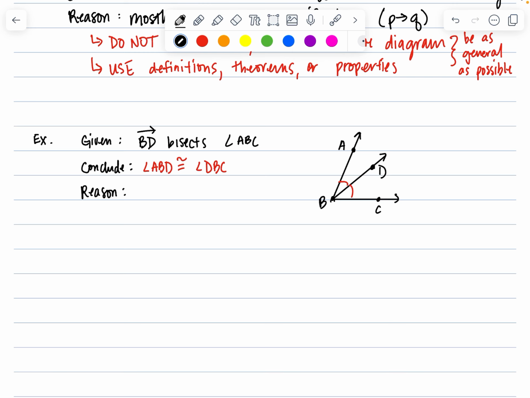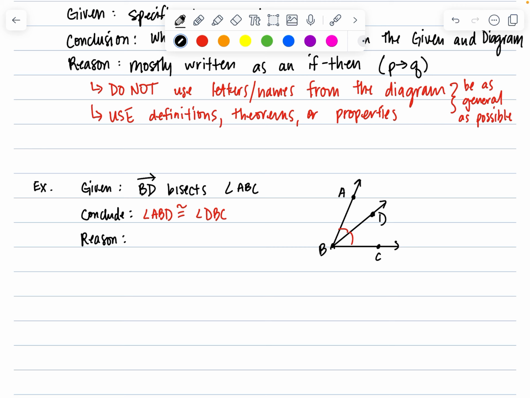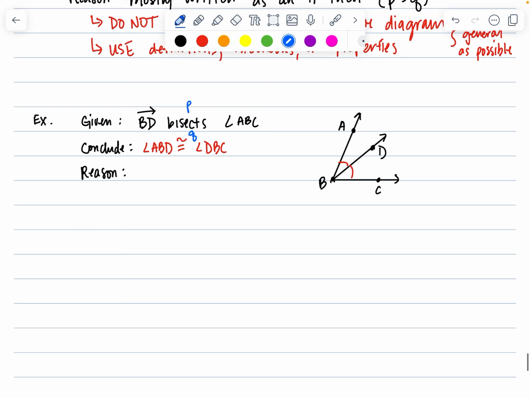Now this is the harder part because remember, there are do's and do nots. We do not want to use any letters in this diagram. So we don't want to use A, B, D, or C, or any combination of them to make an angle. For instance, we don't want to call this angle ABD. We do that in the conclusion and the given. Those are okay, but we don't want to do it in the reason. So what we do here is this. I'm going to make this as simple as possible. I'm going to call the given the P and the conclusion the Q, the if and then, and we're going to write a reason based off of that.